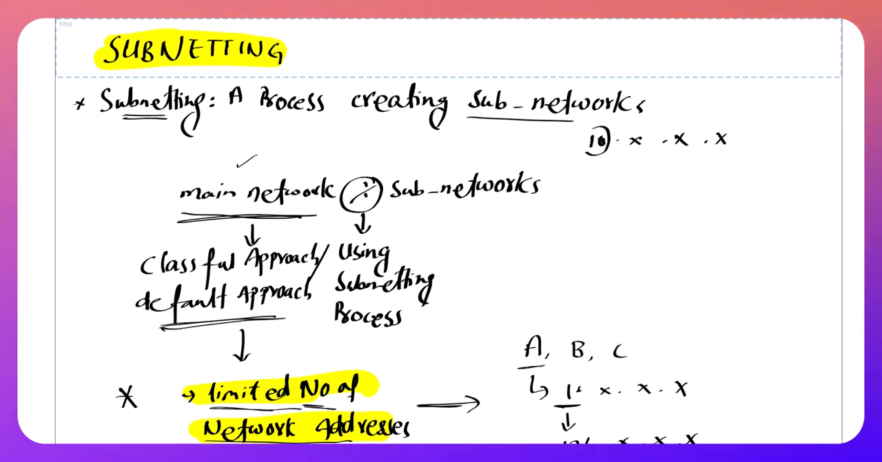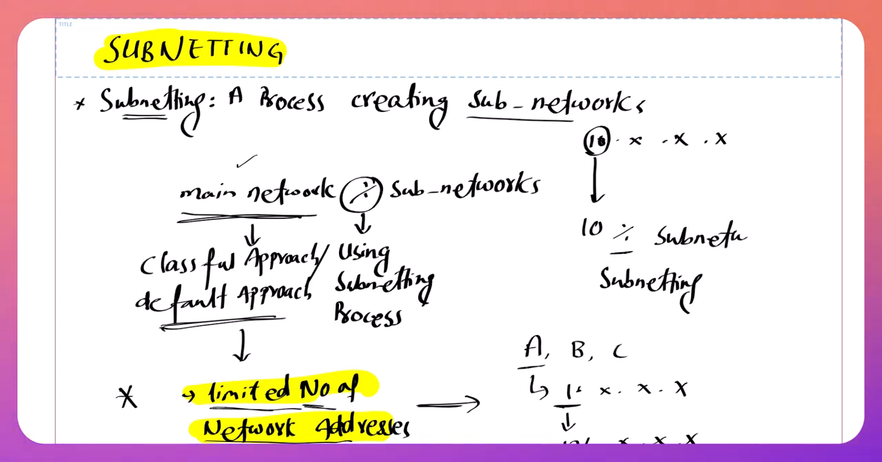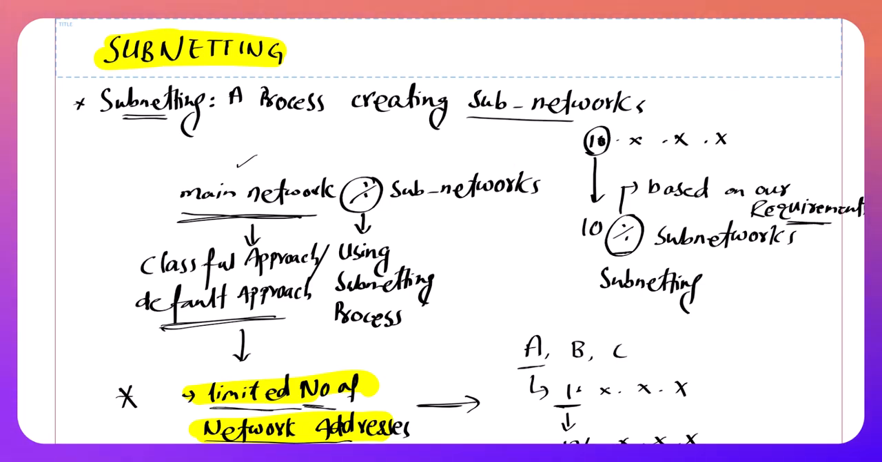Let's suppose the class A network 10.x.x.x. 10 is the network. So let's suppose this will be our main network. The 10 will be divided by using subnetting into subnetworks. What will be the logic of this division? It means based on what we will divide it? Based on our requirements. It means based on our requirements we will do this division.